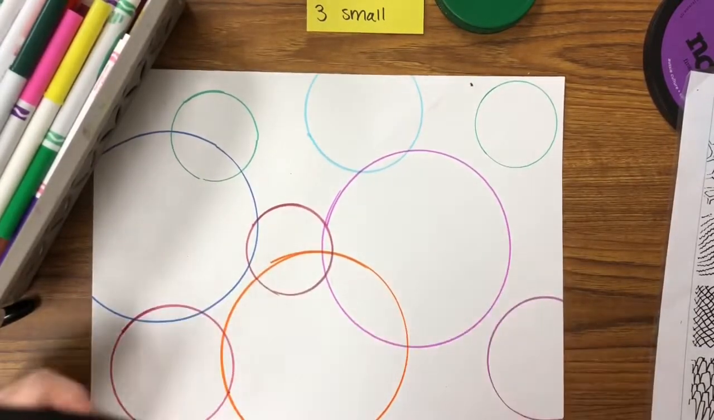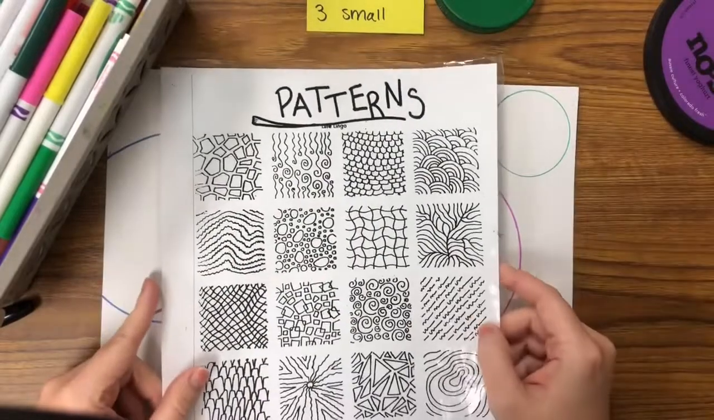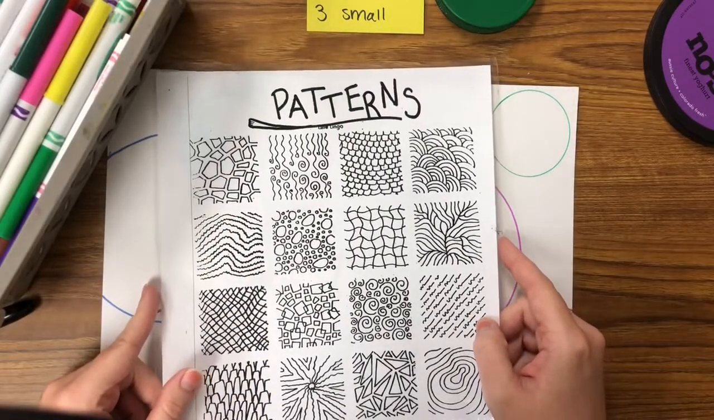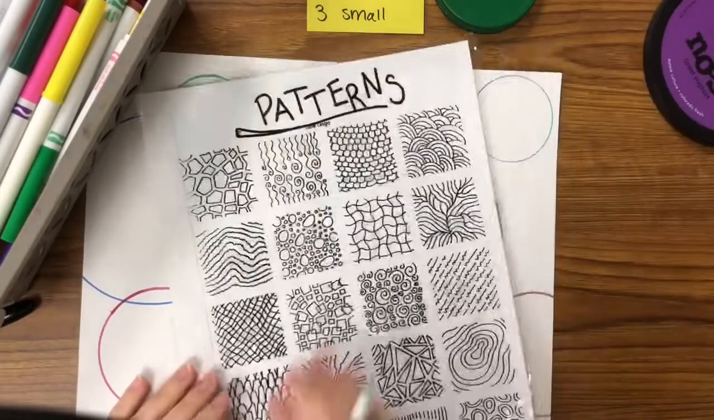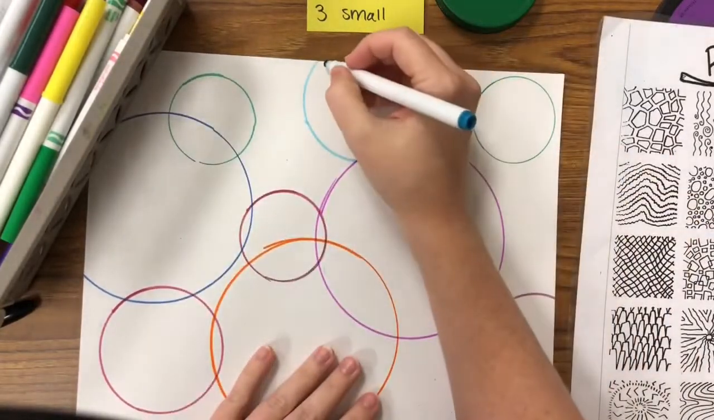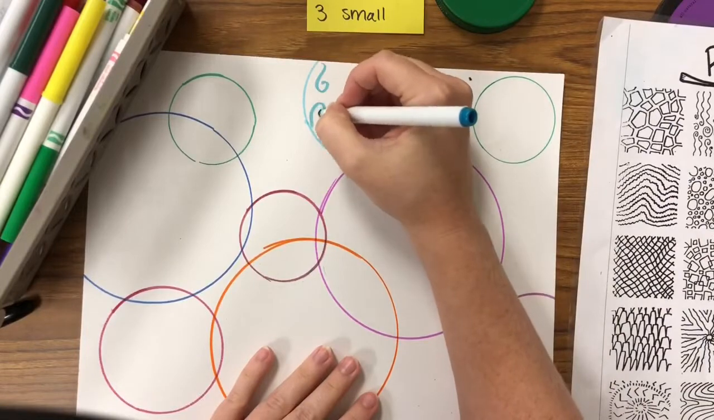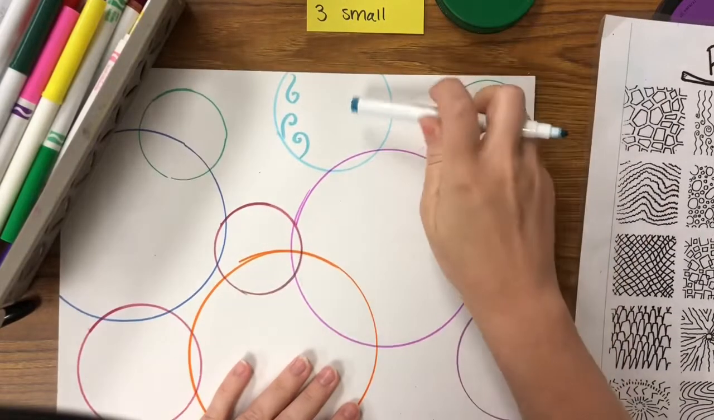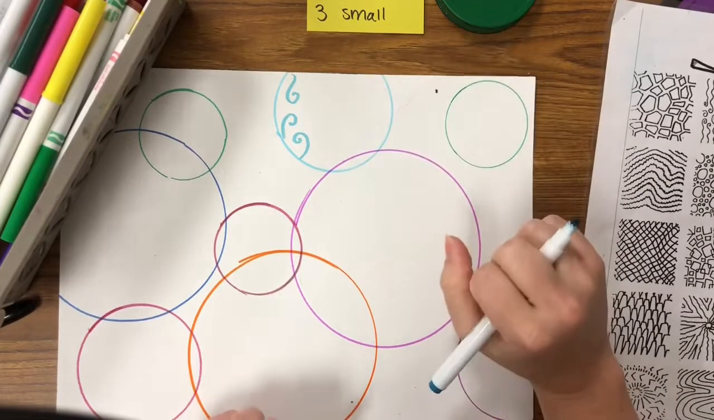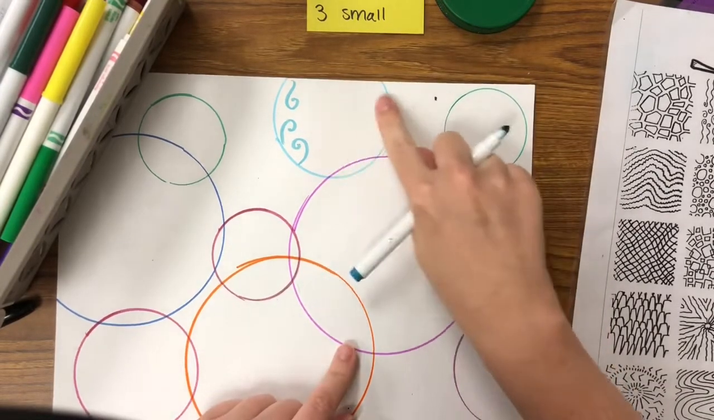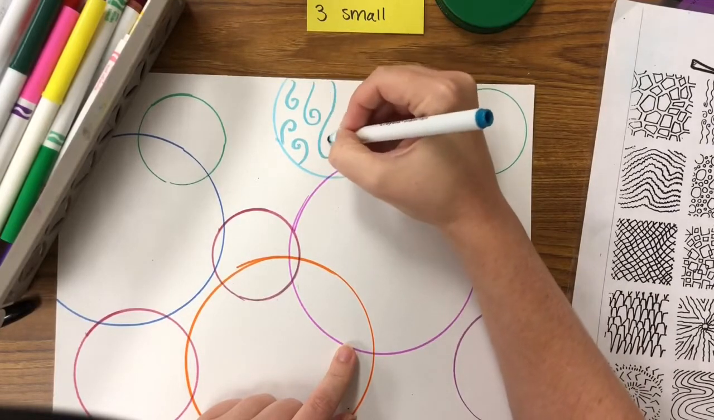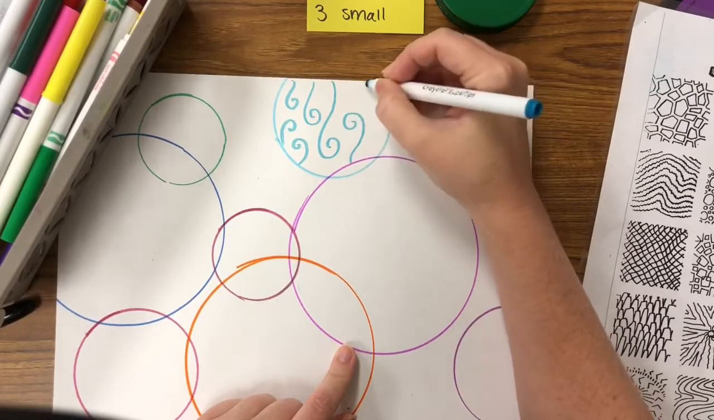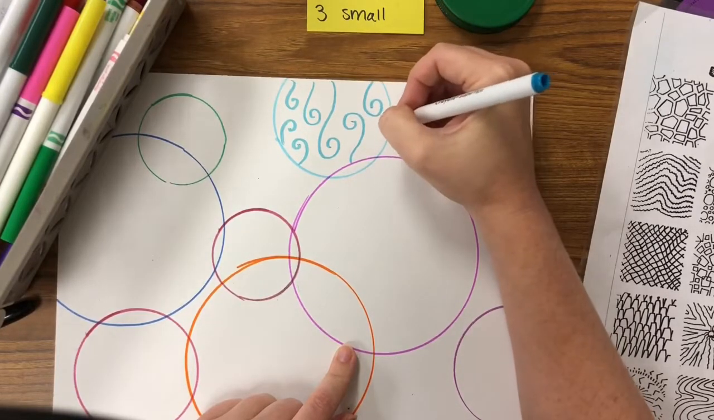Inside my circles, I'm gonna start looking at these patterns, and I'm gonna be putting patterns inside of my circles, and I'm going to try and fill them up. So for example, let's say I wanted to do a swirly pattern. I could totally do that. Does my swirly pattern fill up that circle yet? No, I still have all that empty space. So I want to work on my pattern until it completely fills the space of that circle.